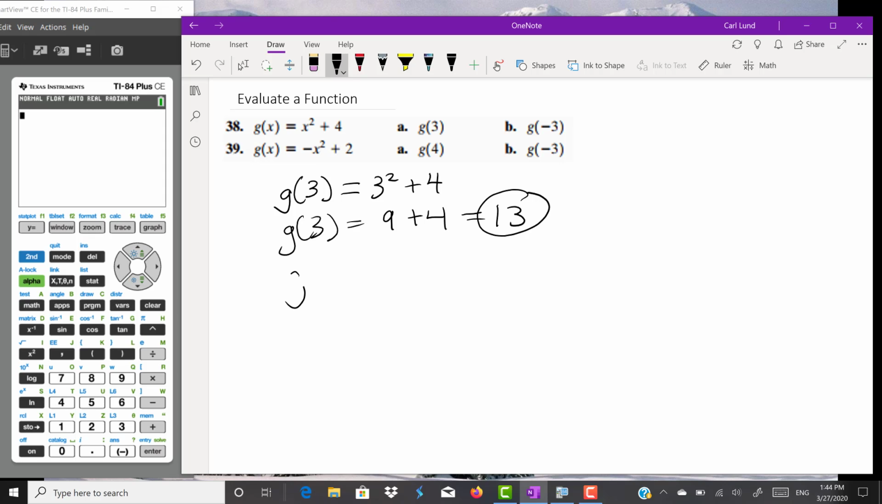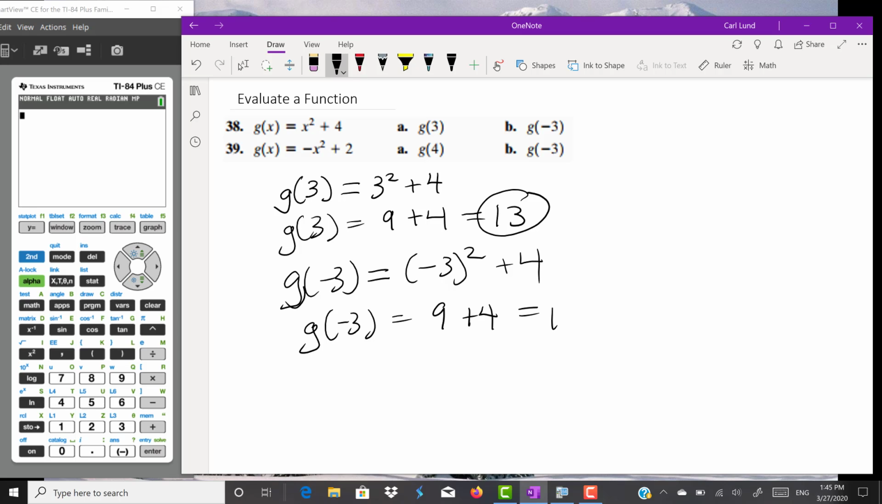For g of negative 3, I'm going to have negative 3 in parentheses squared plus 4. And again, that's also going to be 9 plus 4, and I'm going to have the same answer. So g of negative 3 is also 13.